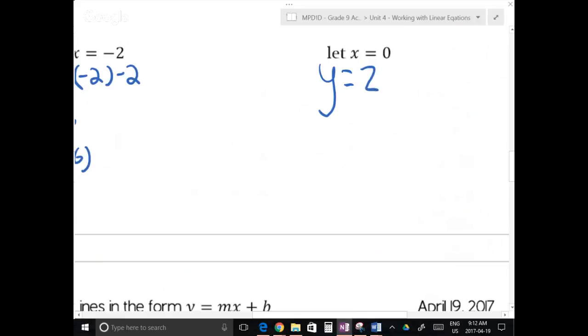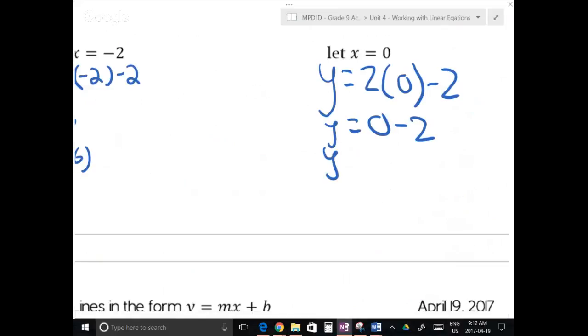Okay, listen up. Looking at the second one, we substitute 0 in for x. So y equals 2 times 0 minus 2. Beautiful. 2 times 0 is 0. And 0 minus 2 is? -2. So our coordinates now, the x is going to be 0.